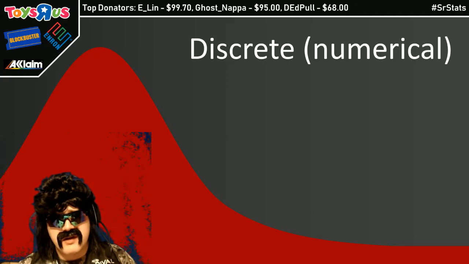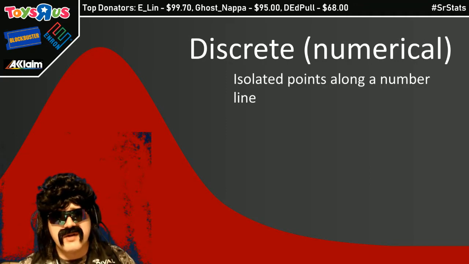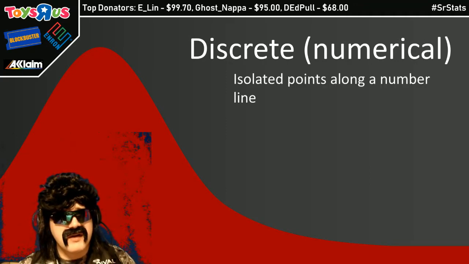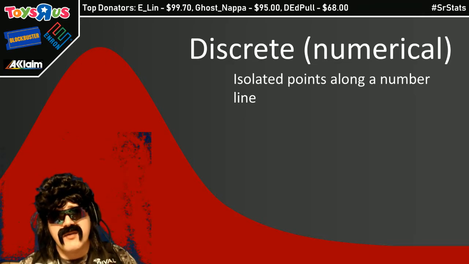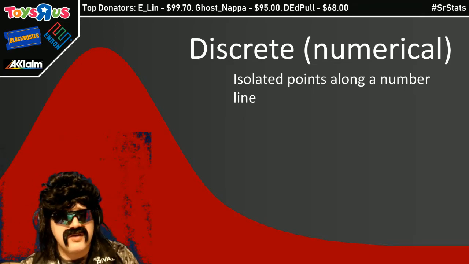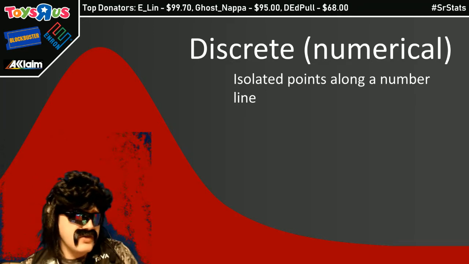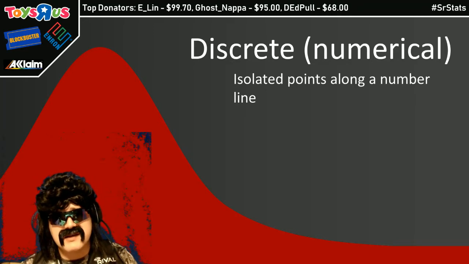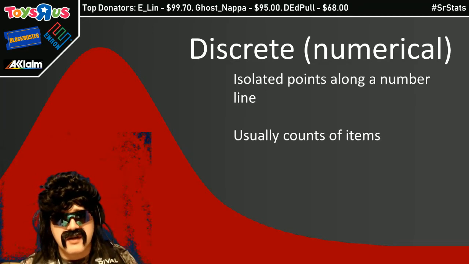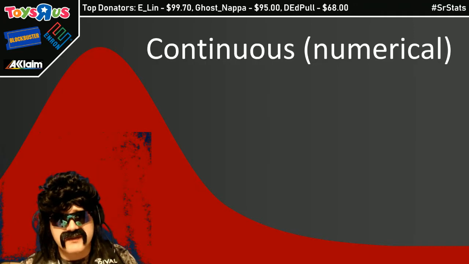First, discrete. They're basically isolated points along a number line. Basically, if you want to think about this, about how many kids a person has, that would be discrete. You can't have 2.5 kids. You can't have 2.35. It has to be exact numbers. It usually is a count of items.